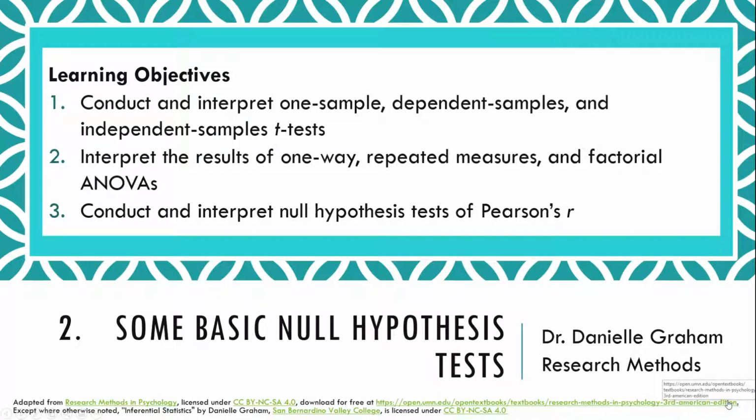Section 2. Some basic null hypothesis tests. The learning objectives for this section are: 1. Conduct and interpret one sample, dependent samples, and independent samples t-tests. 2. Interpret the results of one-way, repeated measures, and factorial ANOVAs. And 3. Conduct and interpret null hypothesis tests of Pearson's r.